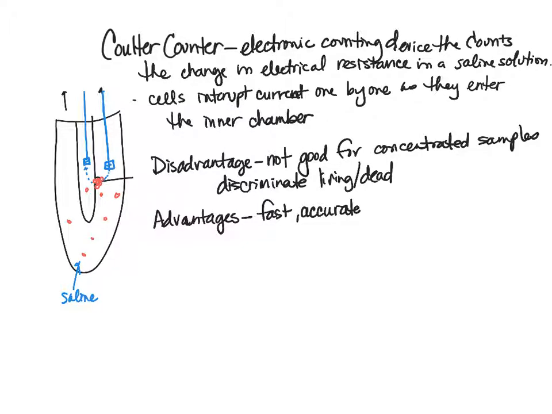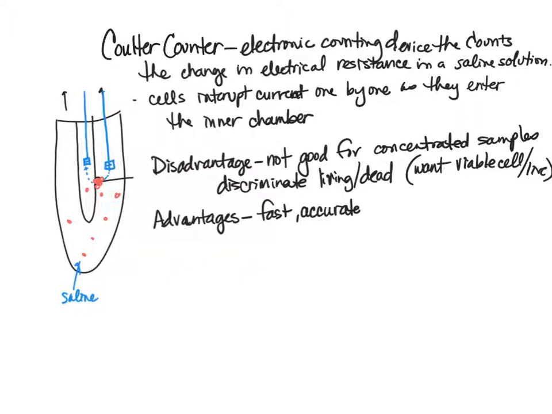So the only problem here, of course, is that it's not discriminating between living and dead. We really only want to count viable cells, or live cells. So that is definitely a downfall. But, of course, we wouldn't have a lot of dead cells if we took it toward the beginning of the growth curve; we would have more living cells then. But if we're trying to determine where in the growth curve we are, this would not be an effective method.